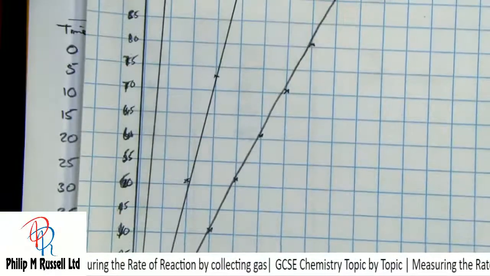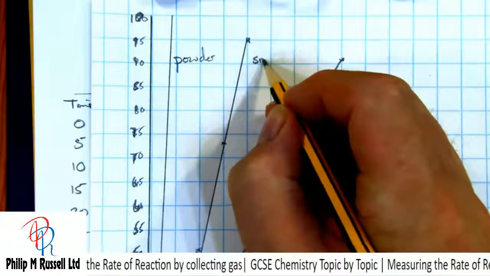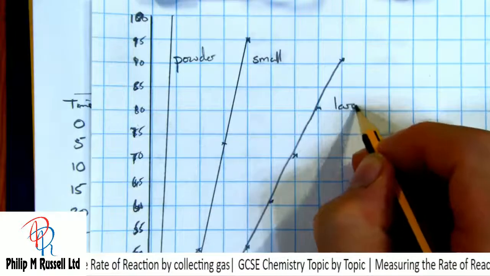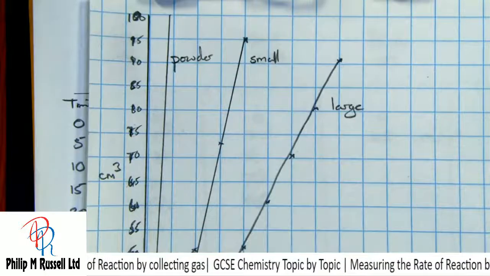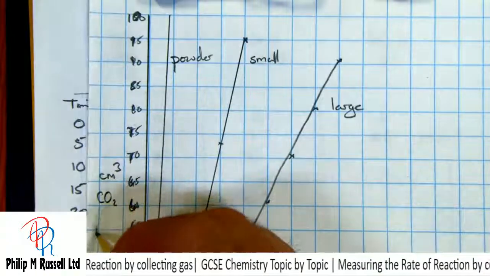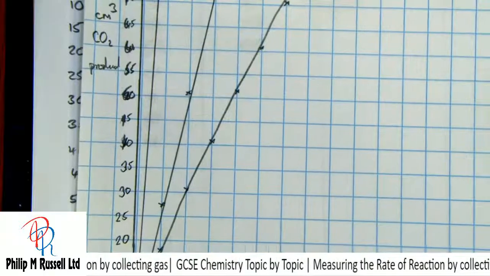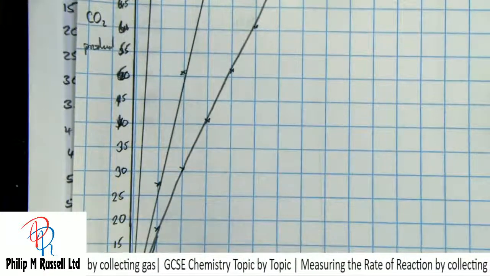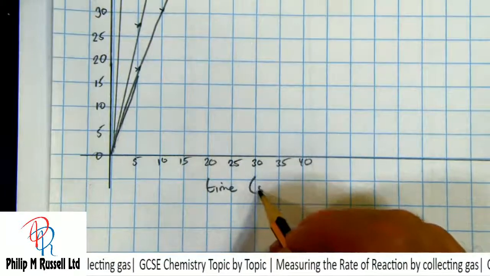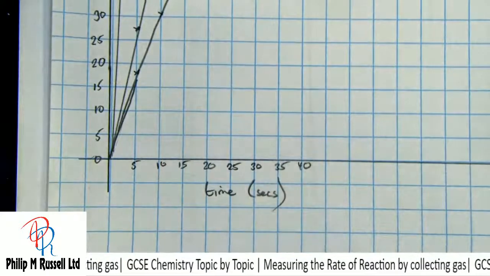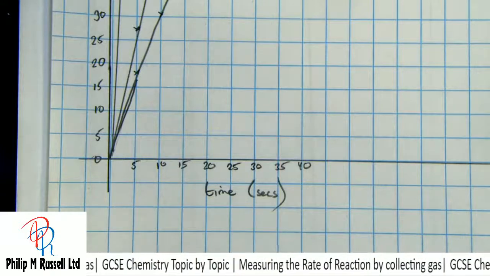Let's label what we've got. We've got the powder, we've got the small, and we've got the large. These are centimetre cubed of CO2 produced, and we've also got, looking down here, a measurement of time, measured of course in seconds. So there's our first experiment, and this is measuring using a gas syringe.